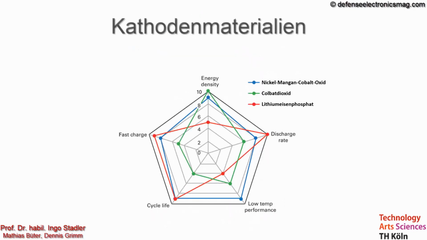Also many different cathode materials have been developed. This typically consists of metal oxides. The most known are lithium-cobalt-dioxide, lithium-nickel-manganese oxide and lithium iron phosphate. All three have different advantages and disadvantages.